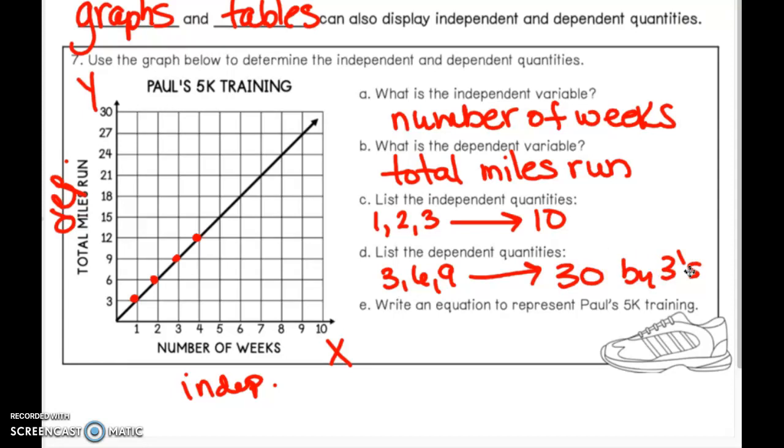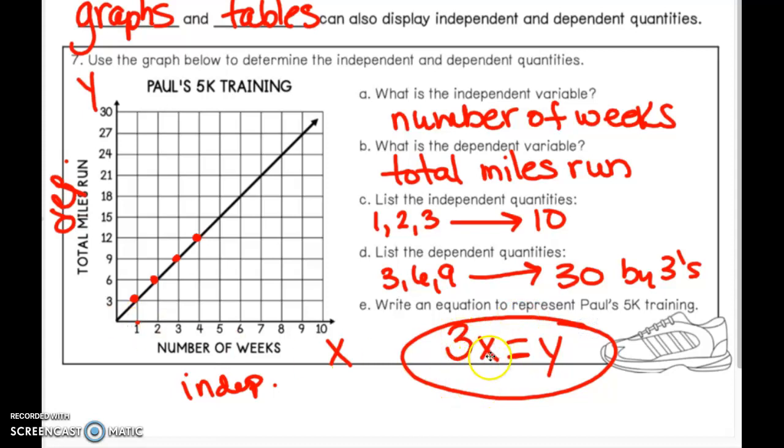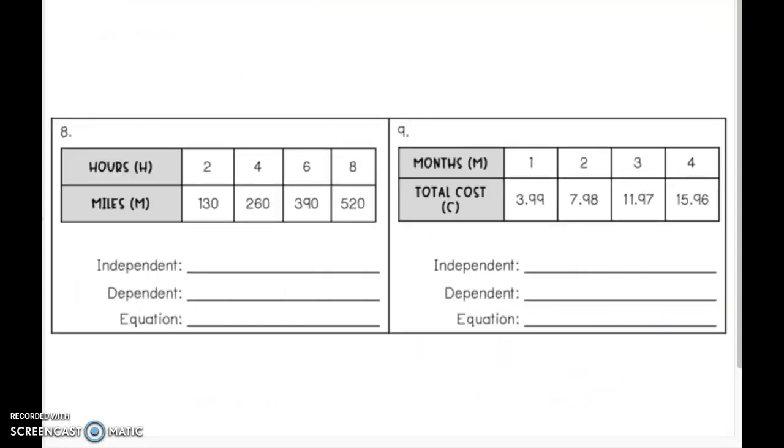So if we were to write an equation, because this goes by threes, if we take the x, which is this, so 1 times 3, that is going to equal our y. So if it was 1 week, our y would be 3. 2 weeks, our y would be 6, and so forth. And we know that does work because we're able to plug the numbers in for x, and we get the y coordinate. So again, use your knowledge of the coordinate plane, use your knowledge of writing equations, and now we're putting them all together. So now we have tables.